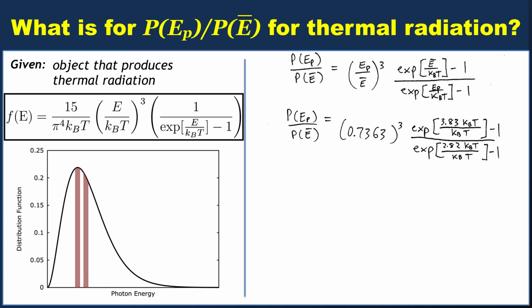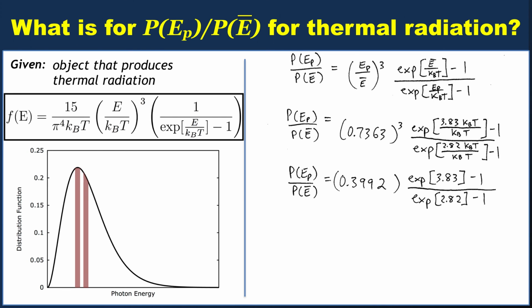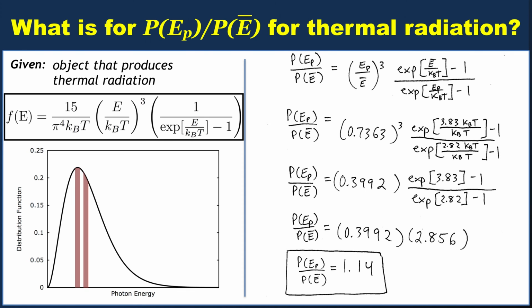So now we can simplify this and reduce some of the math to see that the probability of getting the most probable energy compared to the probability of getting the average energy is 1.14. So the most probable energy is 14% more probable than the average energy for the Planck spectrum.